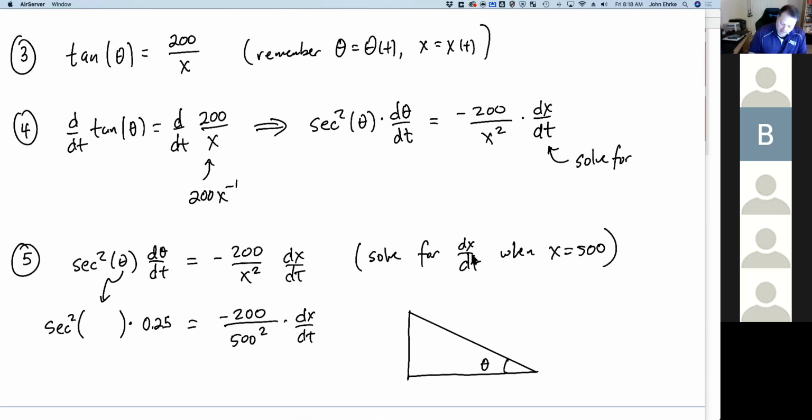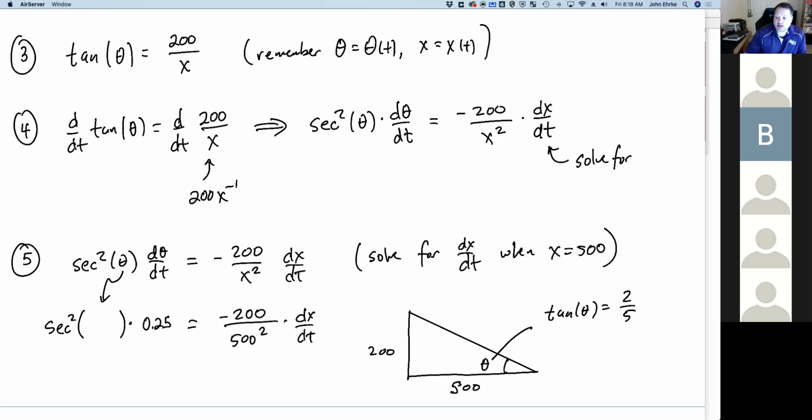Precisely when this side is 500 and this side is 200, I need to know what theta is at that point. So this is the picture we're looking at down here when we're solving for dx/dt. I need to figure out what my angle of elevation is precisely at the moment where the length of the shadow is 500. So I'm going to go back to tangent for just a second. I've got tangent of theta is 2/5, 200 over 500.